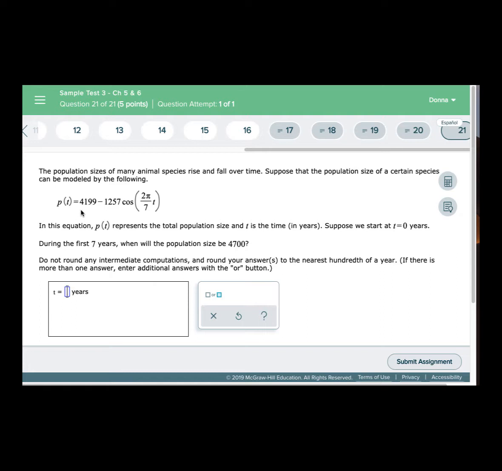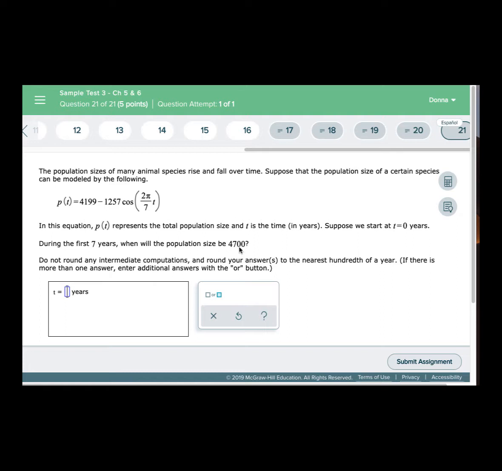P of t equals 4199 minus 1257 cosine of 2 pi over 7 t. In this equation, P of t represents the total population size and t is the time in years, supposing that we start at t equals 0 years. During the first 7 years, when will this population size be 4,700?